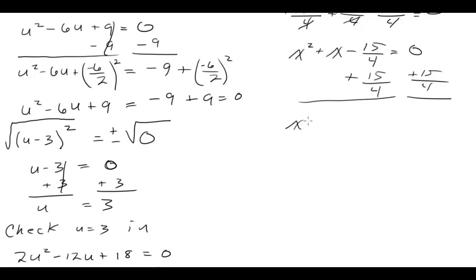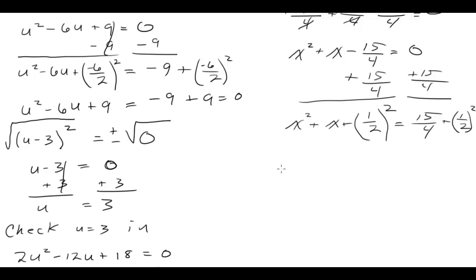That gives me x squared plus x plus something I'll add later is going to equal 15/4. So what do I add later? Well, I have a 1, but I have to divide that by 2, and then I square it. Okay, so I have another fraction. Got to do that to both sides, though. So that's 1 over 2 squared.